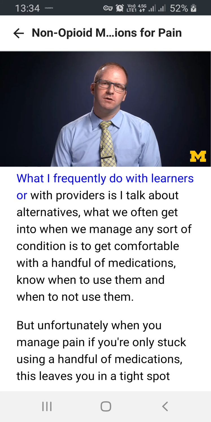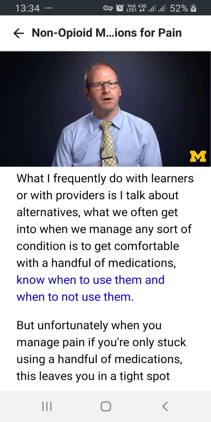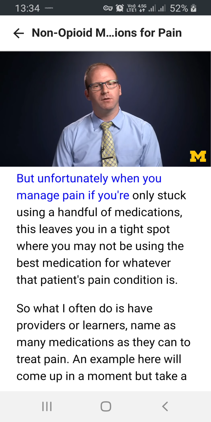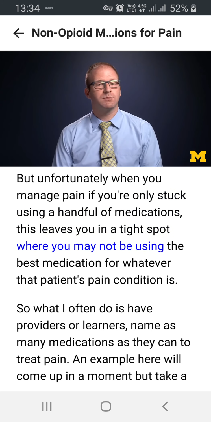What I frequently do with learners or with providers is I talk about alternatives. What we often get into when we manage any sort of condition is to get comfortable with a handful of medications, know when to use them and know when to not use them. But unfortunately, when you manage pain, if you're only stuck using a handful of medications, this leaves you in a tight spot where you may not be using the best medication for whatever that patient's pain condition is.